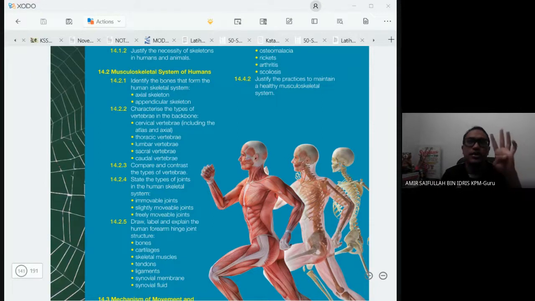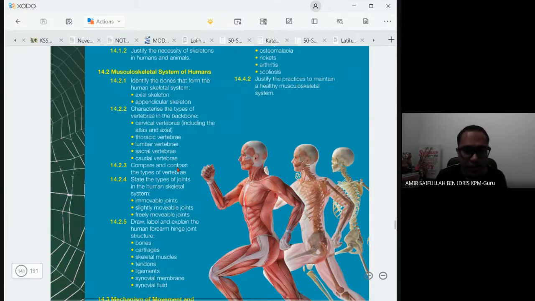Animals that have vertebrae are of 5 types: mammals, amphibians, reptiles, fish and birds. So these are the 5 types of animals that have a backbone, that have vertebrae. Later we are going to see the types of vertebrae. Bukan 3 types, there are 5 types of vertebrae.